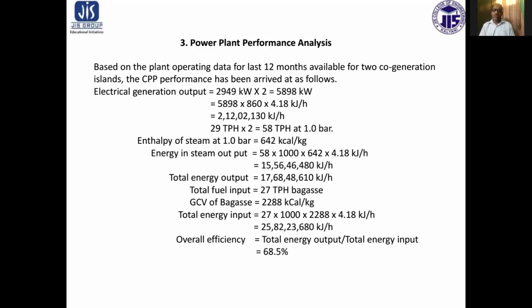Total fuel input is 27 TPH bagasse. The gross calorific value of bagasse is 2288 kilocalorie per kg. Total energy input is 27 into 1000 into 2288 into 4.18 kilojoule per hour, that is 25,82,23,680 kilojoule per hour. The overall efficiency, if we calculate total energy output by total energy input, is 68.5%.